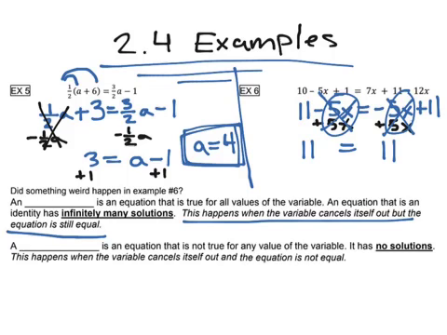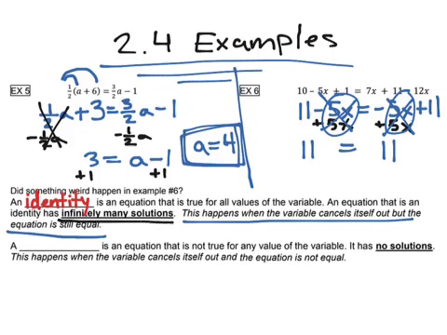So this is going to be called, you're going to want to write this definition down. This is an identity. Think about someone's identity. It's who they are. And mathematically, 11 is 11, which may or may not be a good example, but that's kind of to explain what an identity is. So an identity happens when the variables cancel out. All of those x's went away. So it's an identity if it has infinitely many solutions.